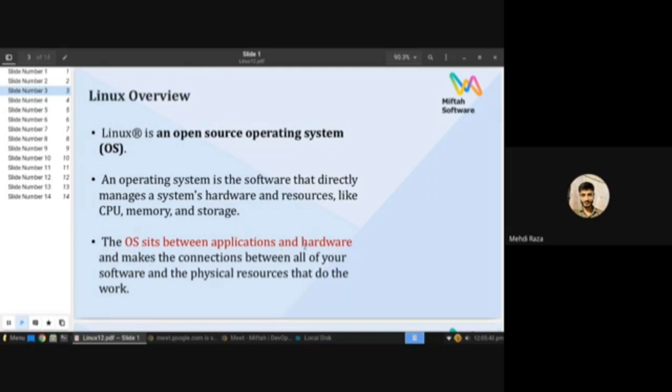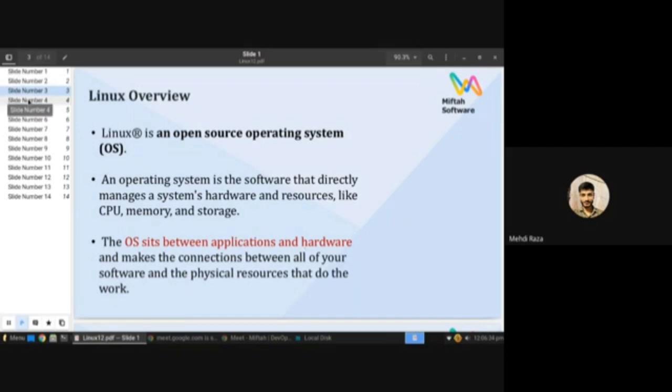So the operating system is basically a layer between the applications that we are all using and the hardware of a system or a computer. We are talking about the Linux operating system. Linux is an open source operating system, as we all know. Open source means everyone can access it without any trouble. We don't need to purchase it, and we can also customize it as we like.